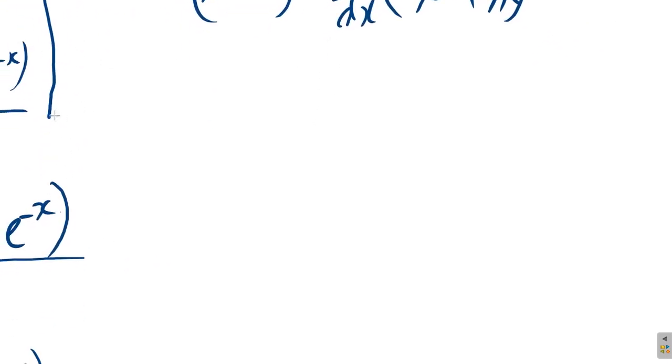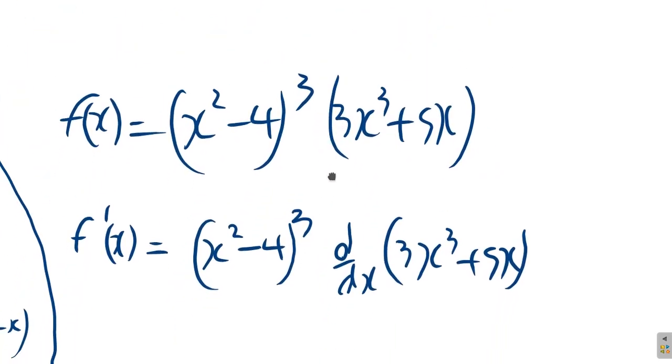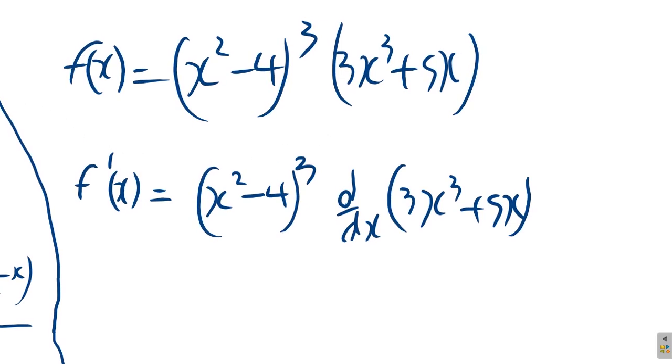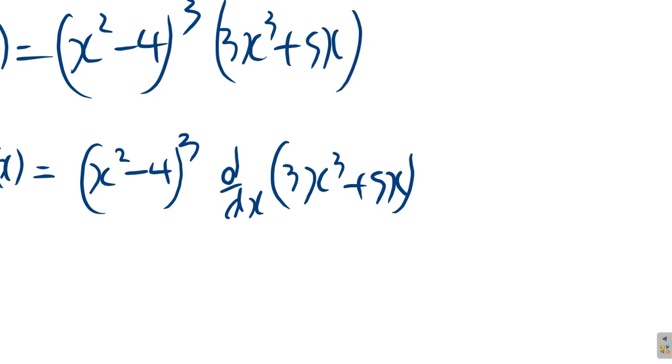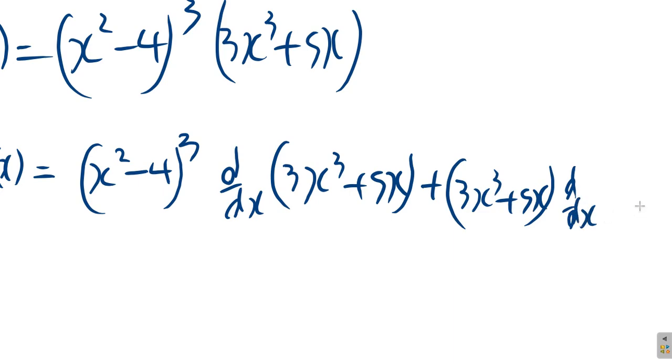Like when you are going to use integration by parts, you just use d instead of d by dx. D by dx would make the work look more messy and crowded. But anyway, you can use d by dx here if you want. So you hold the first as it is, differentiate the second one, plus hold the second, 3x cubed plus 5x, and differentiate the first, d by dx of (x squared minus 4) cubed. Alright?